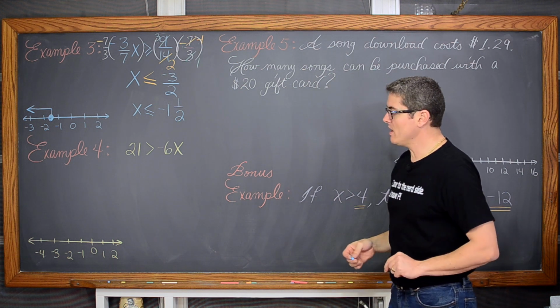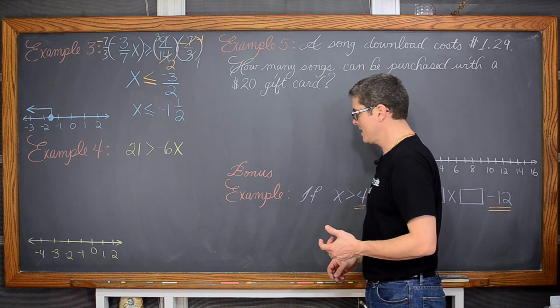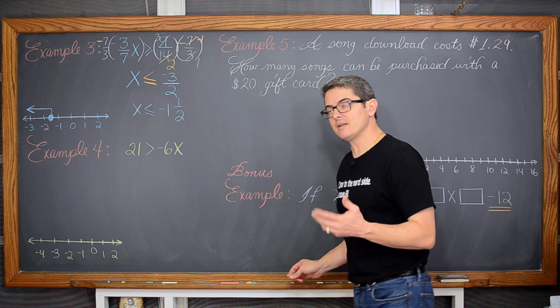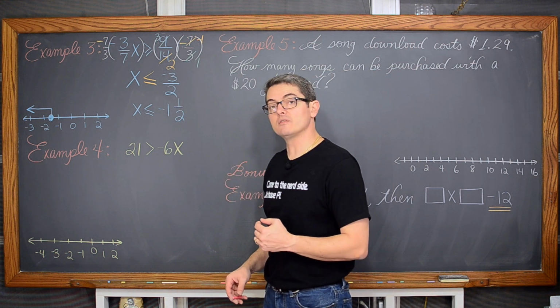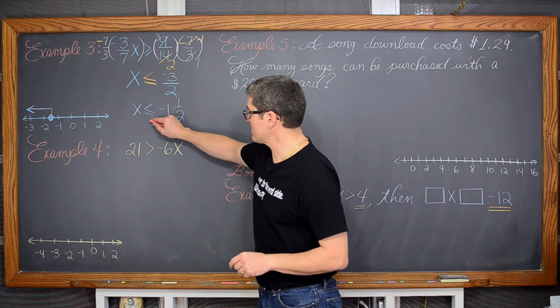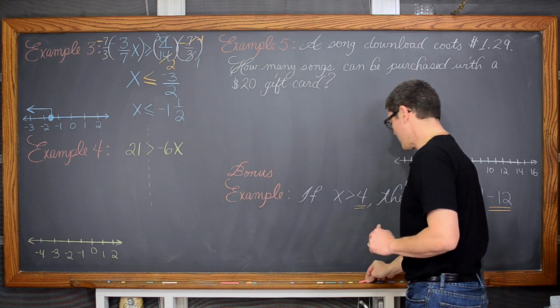And now we have 21 is greater than negative 6x. Again, we're only doing one-step inequalities, and there's thankfully not as much work for dealing with multiplication and division as opposed to addition and subtraction, at least not when you're doing a lot of fractional examples like I am.